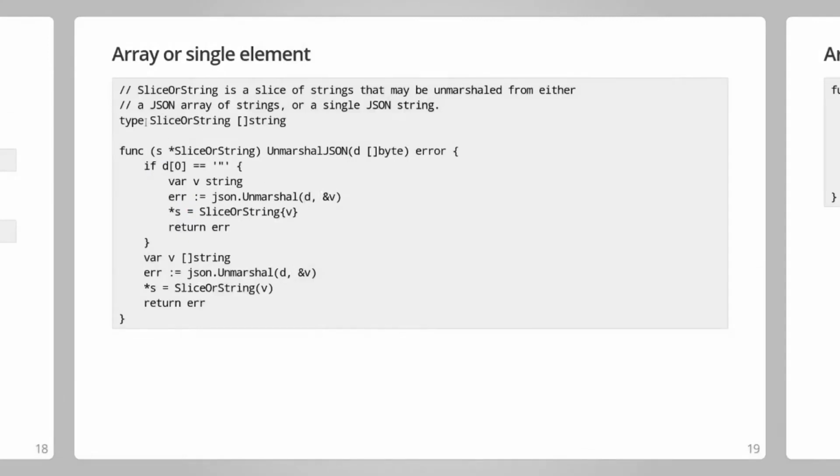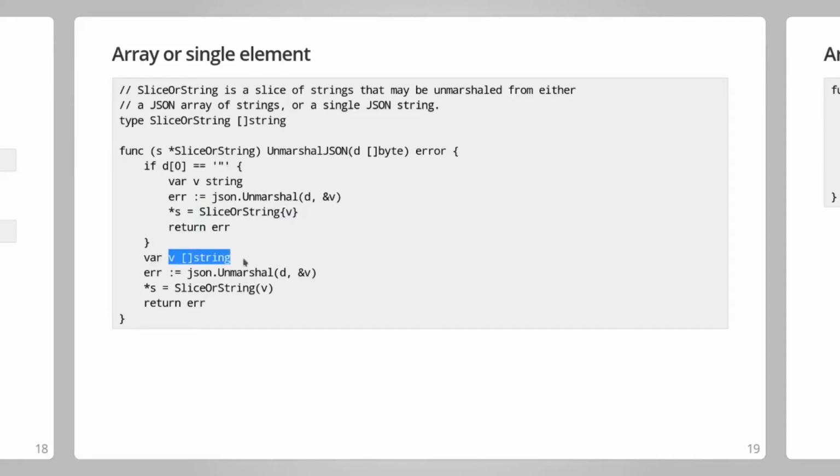So in my example, I have a custom type called slice or string. Underlying value is of type slice of string. And then my custom UnmarshalJSON function. So the first thing this function does is it checks to see if the first character of my input data is a quote mark. If it is, I know I'm dealing with a string, and I can act accordingly. So if I have a string, I just unmarshal to a temporary variable called v that is of type string, and then I set my receiver to a slice that has a single value of that string, and I return any error I receive.